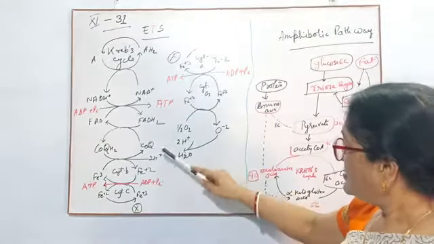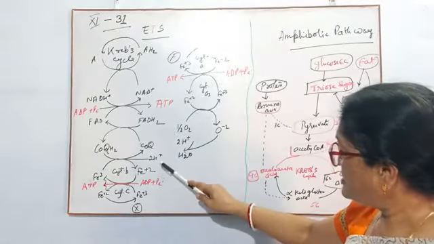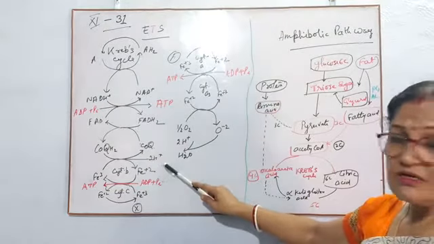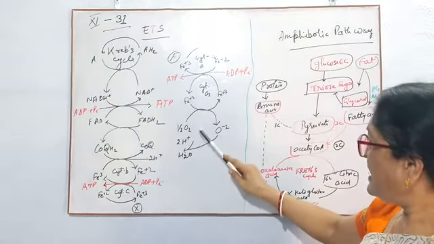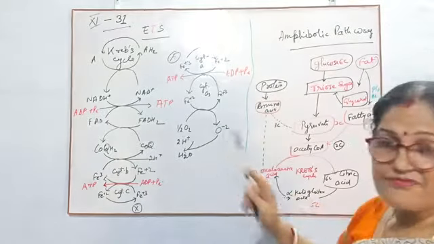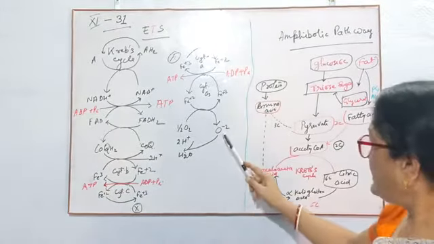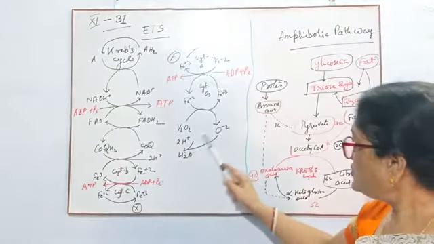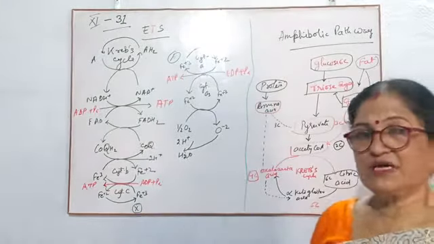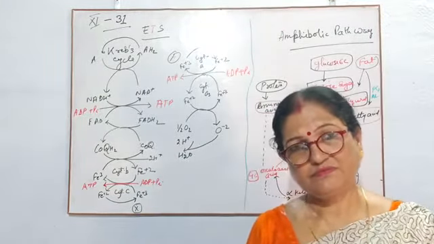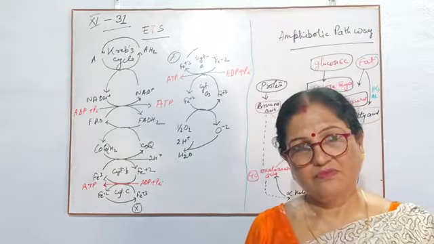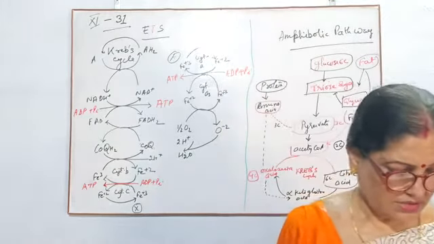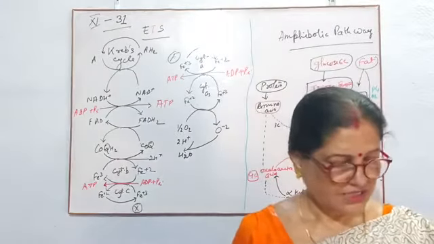Now children, 2 hydrogen atoms were released here. These hydrogen atoms and half of the oxygen molecule, it means one oxygen atom, these two will combine and will form the water. So this is the proper flow chart of the electron transport system.